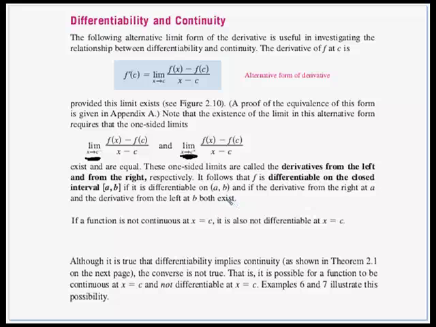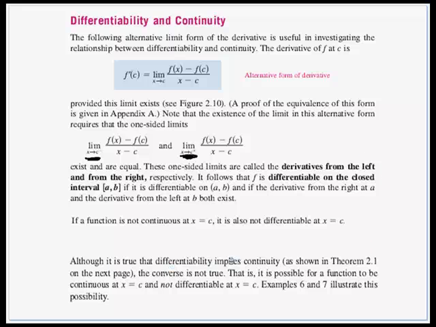It follows that f is differentiable on a closed interval from a to b if it's differentiable on the interval from a to b, and if the derivative from the right at a and the derivative from the left at b both exist. If a function is not continuous at a point, it is not differentiable at that point. I always like to imagine a function where we have a gap here. We're coming along, we have an opening, maybe it jumps down here and the function keeps on going. Is there a derivative at this point? Because there's a gap there, because the function is not continuous, of course it's not going to be differentiable. We cannot get a tangent line to measure its slope at that point.